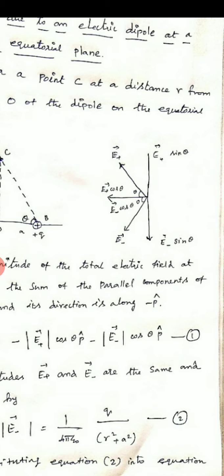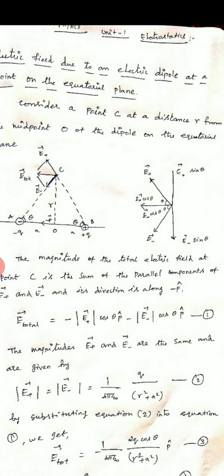The magnitude of the total electric field at the point C is the sum of the parallel components. Parallel components means E plus vector cos theta and E minus vector cos theta. So the total electric field, E total vector, equals minus E plus vector cos theta p cap, where p cap means the unit vector, minus E minus vector cos theta p cap. So the total electric field is given.